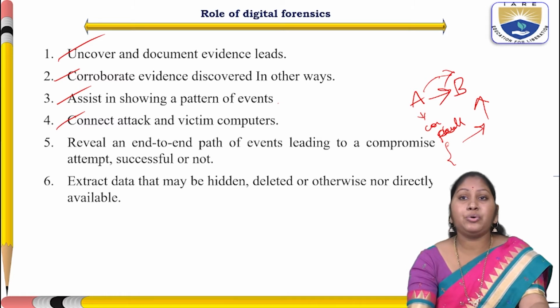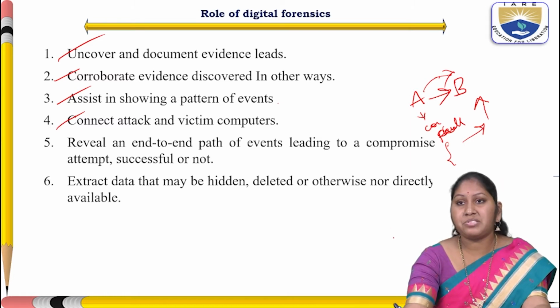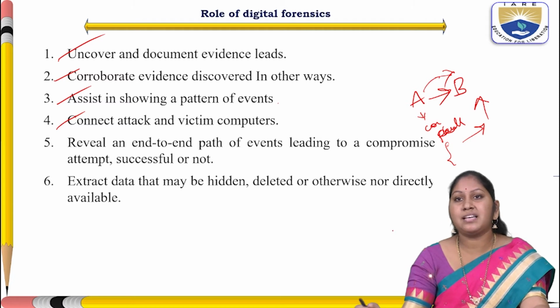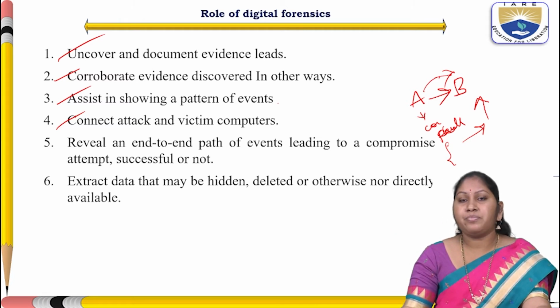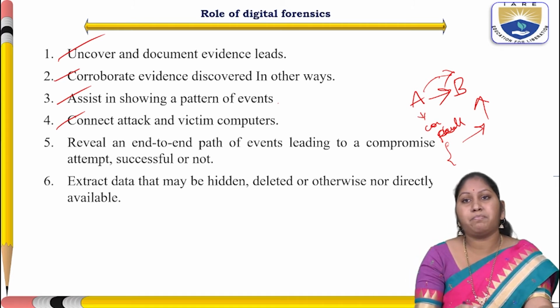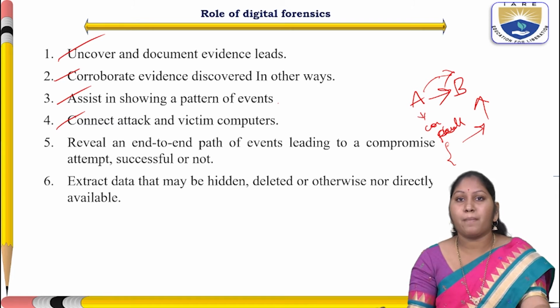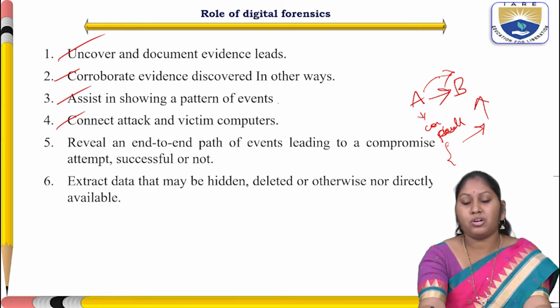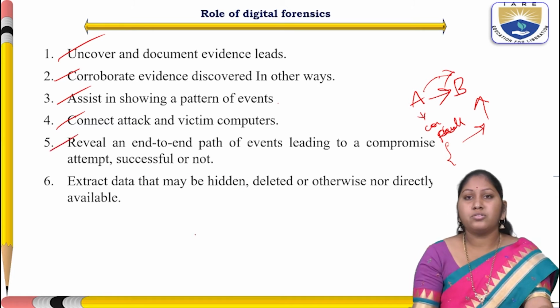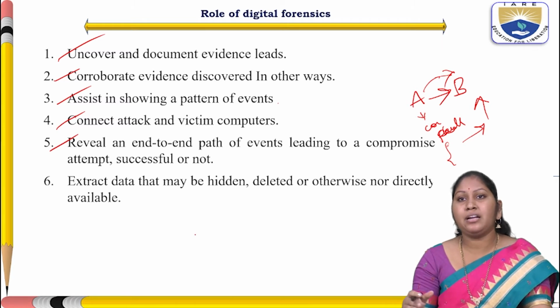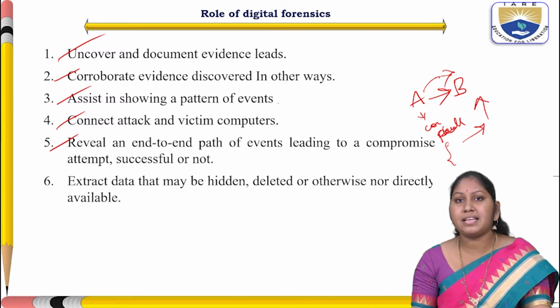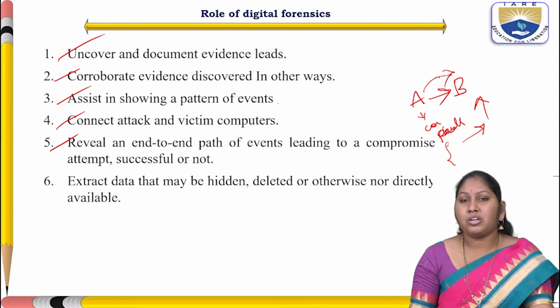Reveal end-to-end path. So where the crime started, where it ended, and what is the result of the crime, everything can be revealed using digital forensics. It's an end-to-end path of events leading to a compromise attempt, successful or not. It can be shown in digital forensics.